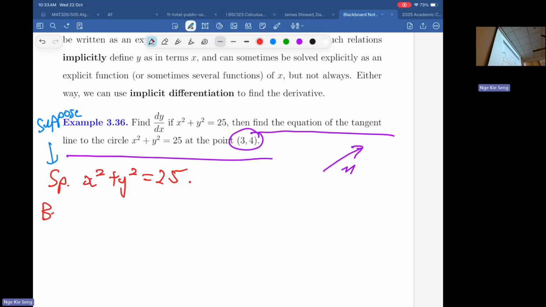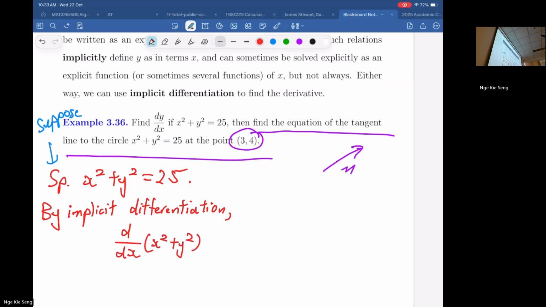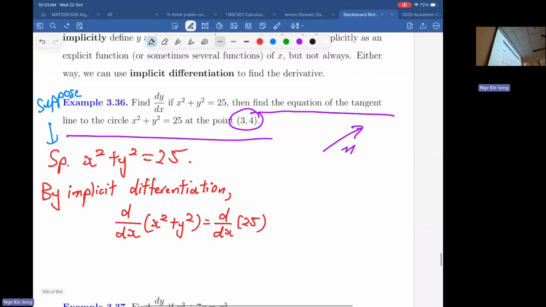So how are we going to do implicit differentiation here? The method is simple: you just differentiate both sides with respect to x. Both sides, right? If I differentiate 25, a constant, I should get 0. But on the other side, what should I get?